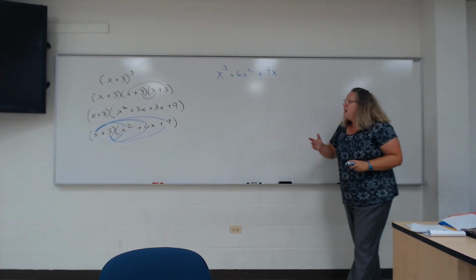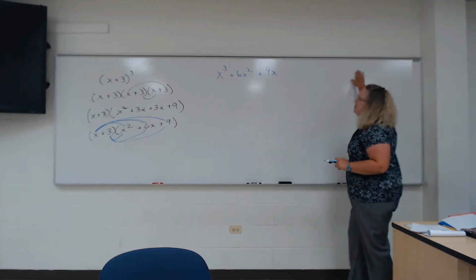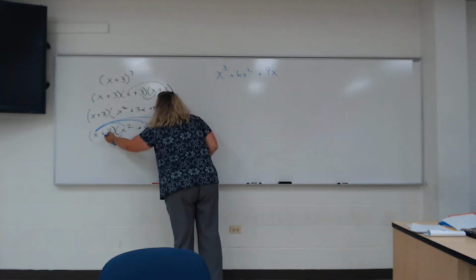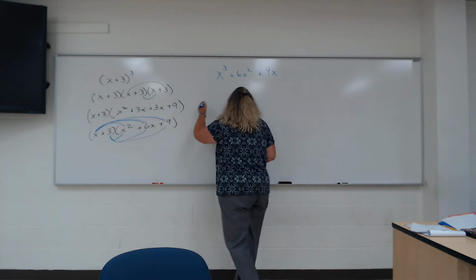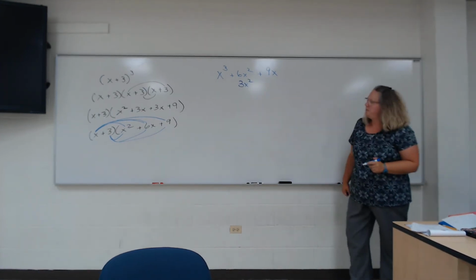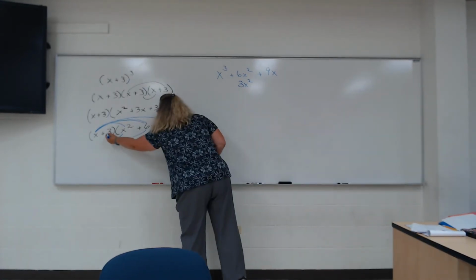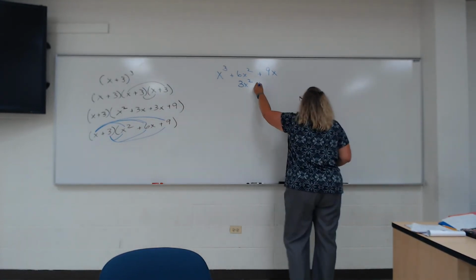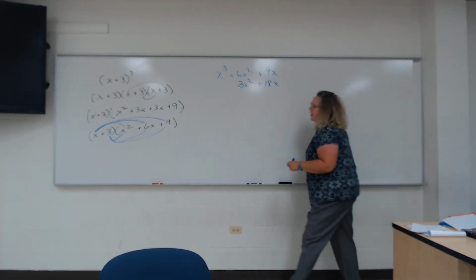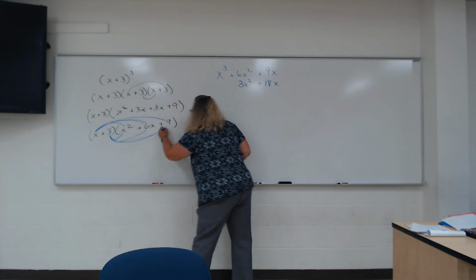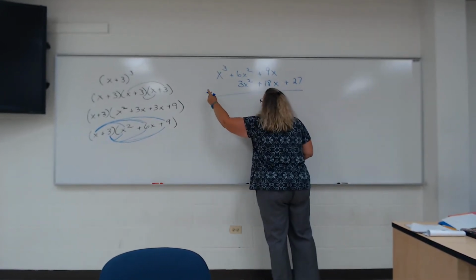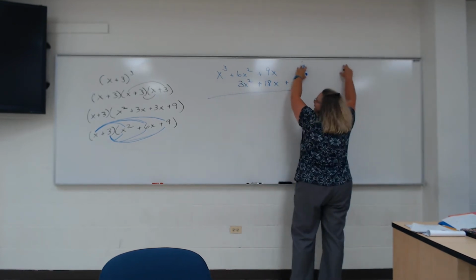Now, when I first did it, I would just keep going on here, which is fine. But I kind of like to do this. 3 times x squared gives me 3x squared, and so I'm going to line it up with the other x squared. And then 3 times 6x takes me to 18x. So I'll just line that up there. And then 3 times 9 takes me to 27. And then add them together.